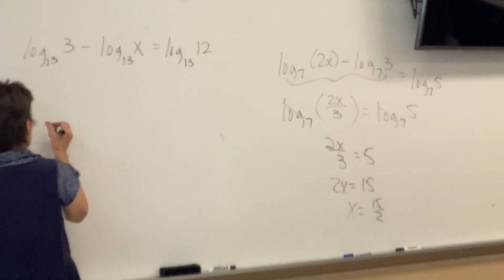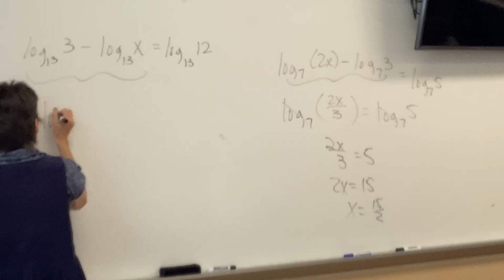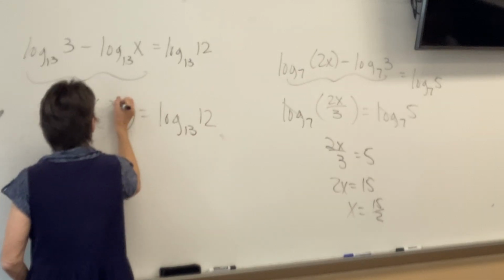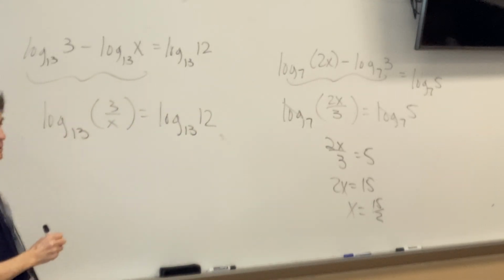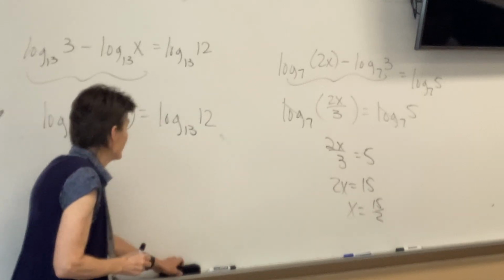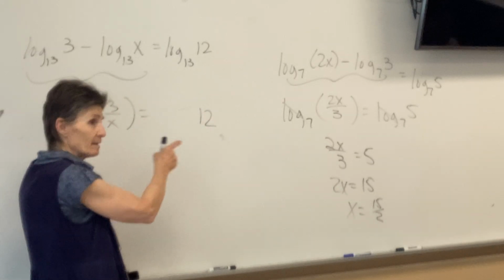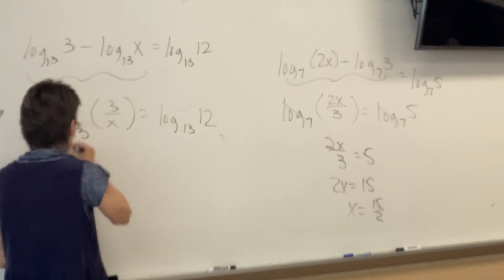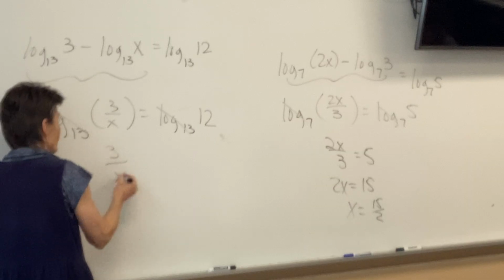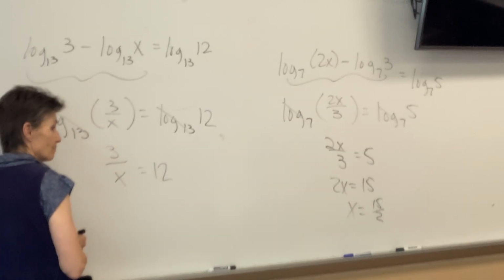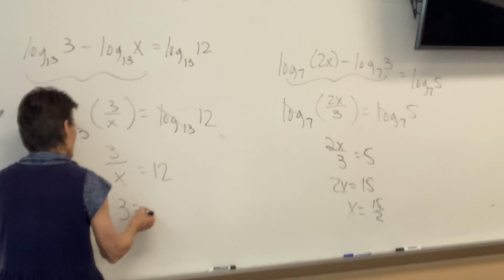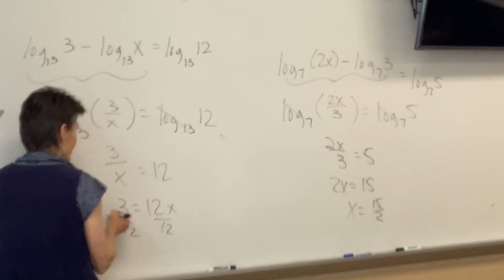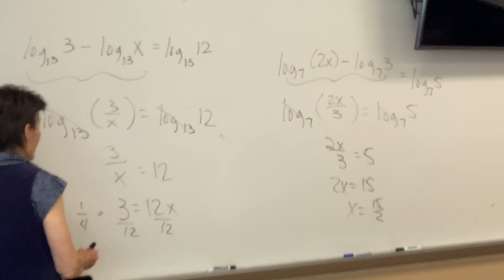First step, what was your first step? Combine. And when you combine them, what did you combine them into? 3 over x. Perfect. Do we loop-de-loop? No. If this looked like that, then we loop-de-loop. But it doesn't. So we get rid of these. 3 over x equals 12. Multiply by x, divide by 12. So I got 1/4.